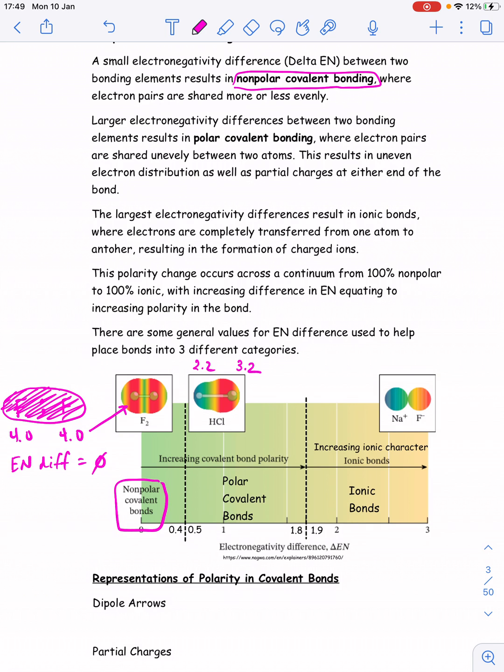So in this case, the difference between them is 1. So that value is significant enough that it puts that bond into a category that's called a polar covalent bond. So the electron pairs are still being shared, they're still in between the two nuclei, but because chlorine has a much stronger attraction for them, they spend more of their time on this end of the bond than they do on this end of the bond.